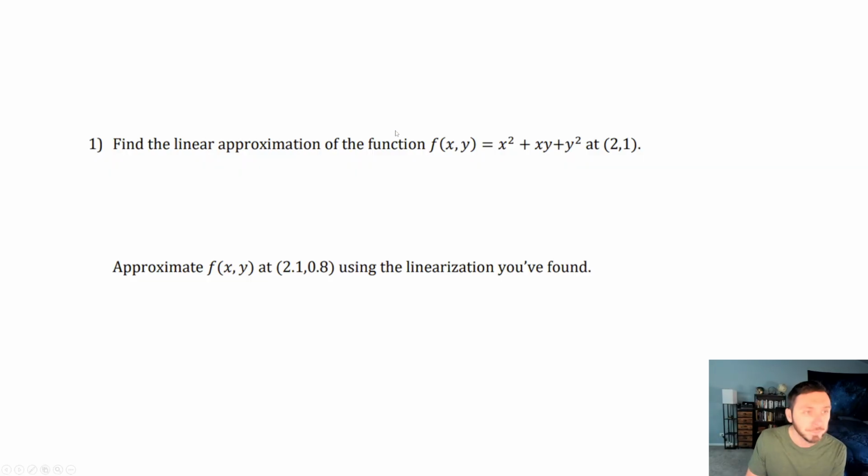So what does that mean? Find the linear approximation of this function at 2, 1, AKA find the tangent plane, and then use that tangent plane to approximate 2.1 comma 0.8 as an input. The idea being, if you try to plug this into this equation, it could be not fun. So we're going to do a slightly less not fun idea.